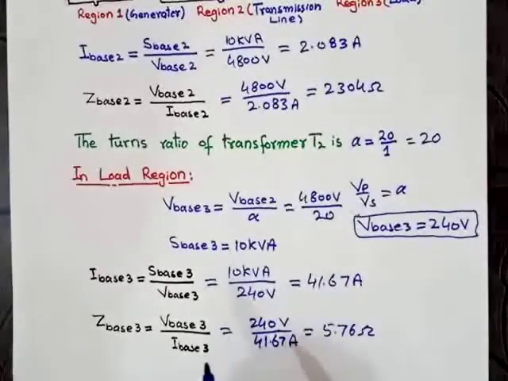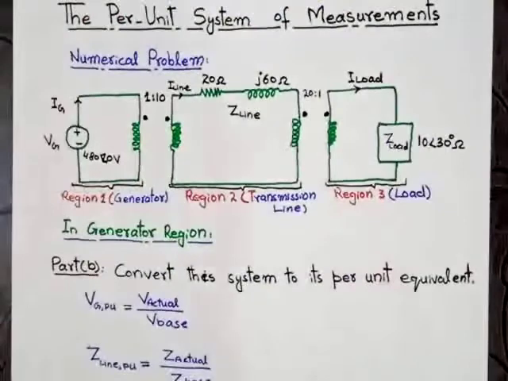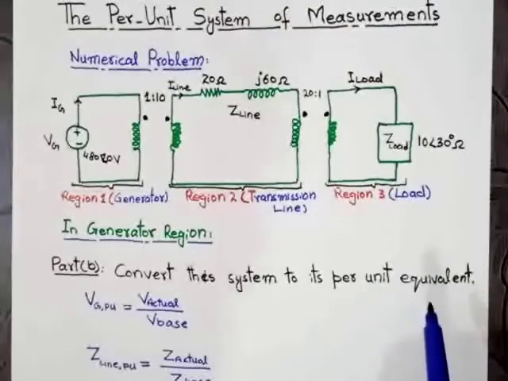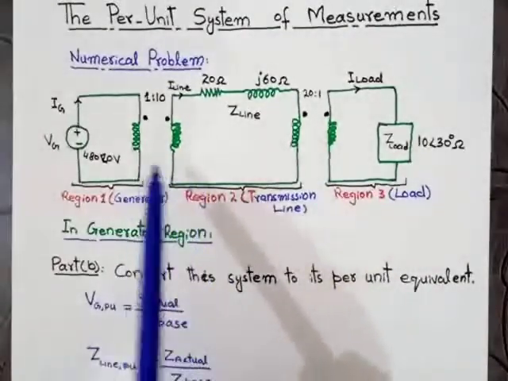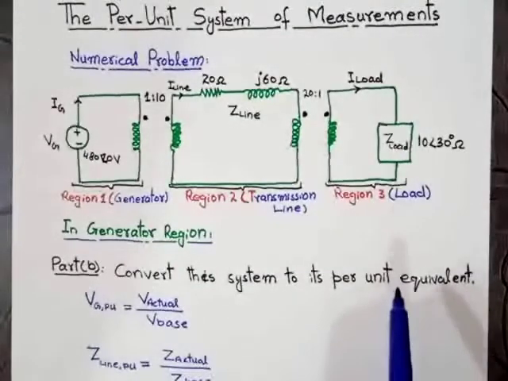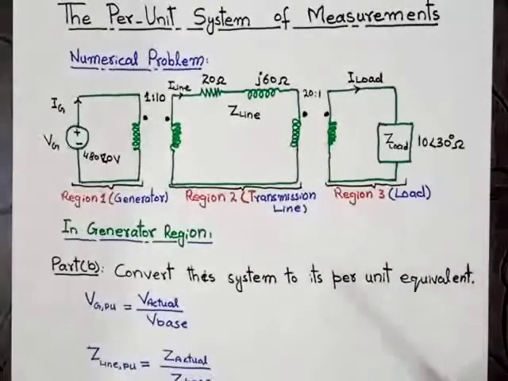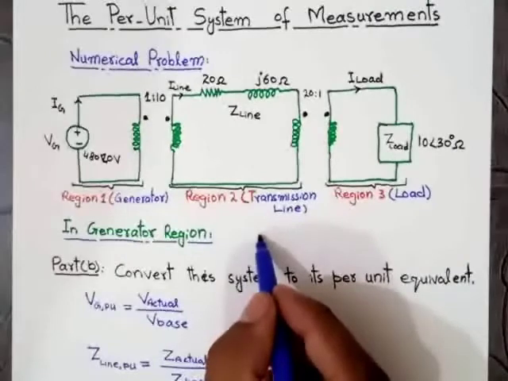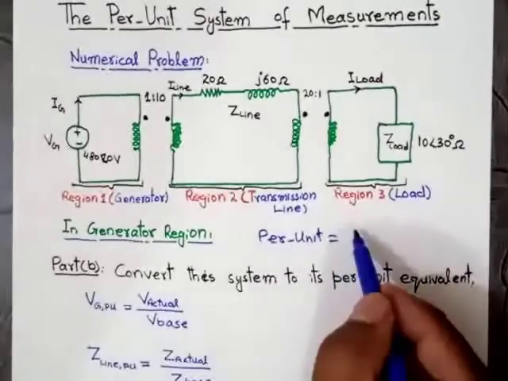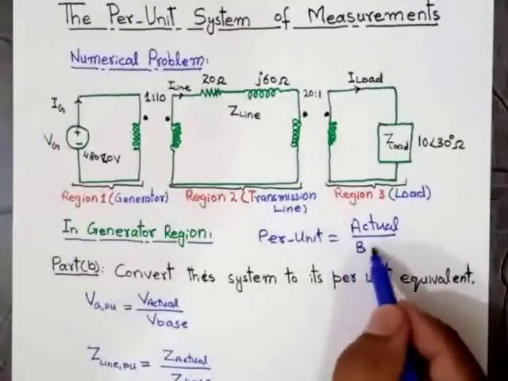Now we will solve part B of this given numerical problem. So part B is to convert this system to its per unit equivalent. Part B is basically to convert this given system into a per unit equivalent. So as we know, we can convert the given system into a per unit equivalent. As we know, a per unit quantity is equal to the actual value divided by the base value.